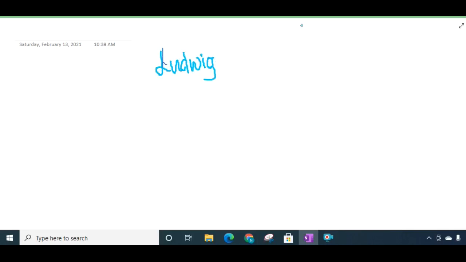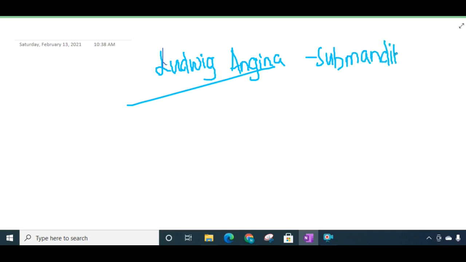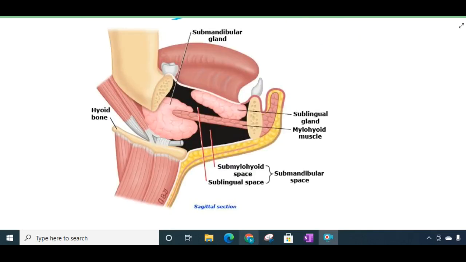Ludwig's angina. Ludwig's angina is an infection which occurs in the submandibular space. Infection in the submandibular space is called Ludwig's angina. So first, what is the submandibular space?